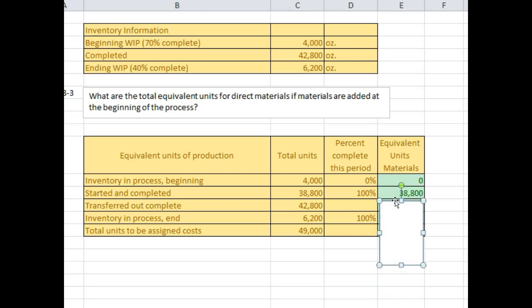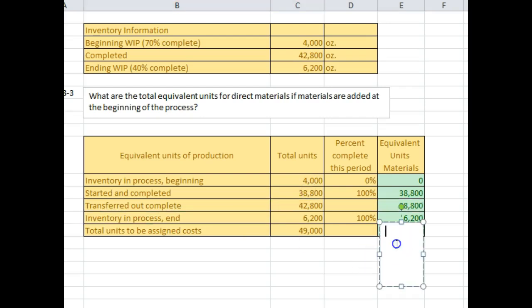Now, for the 38,800 that I started and completed, it was 100% that I had to put into materials. So that's 38,800. And it says here we transferred out 42,800, but our equivalent units really were 38,800. So our equivalent units, as far as materials were concerned, is only 38,800.